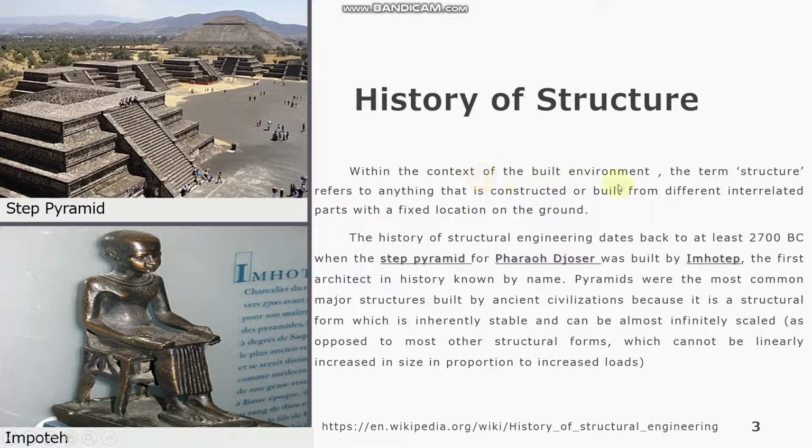Within the context of the built environment, the term structure refers to anything that is constructed or built from different interrelated parts with a fixed location on the ground. The history of structural engineering dates back at least 2700 BC, when the step pyramid for Pharaoh Djoser was built by Imhotep. Here is the architect, and here is the step pyramid.